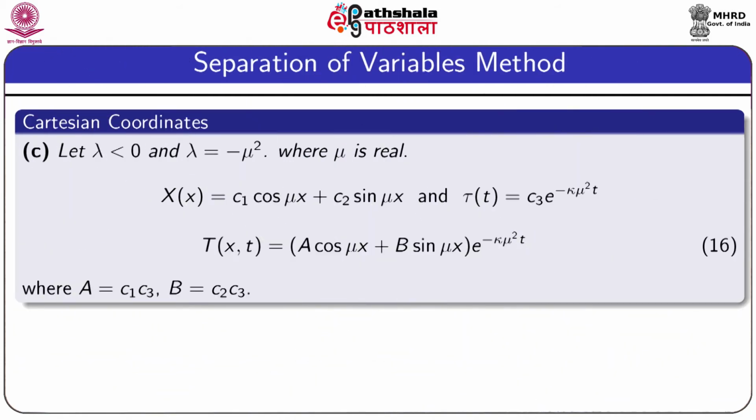Now, the last case when lambda is less than 0. So, lambda can be written as minus mu square, where mu is a real constant. So, capital X becomes C1 cos mu x plus C2 sin mu x and tau is equal to C3 e to the power minus kappa mu square t. So, the solution for this case can be written as T equals what is given in this slide. Here we also modified the constants C1, C2, C3 in this way: capital A is C1 C3 and capital B is C2 C3.